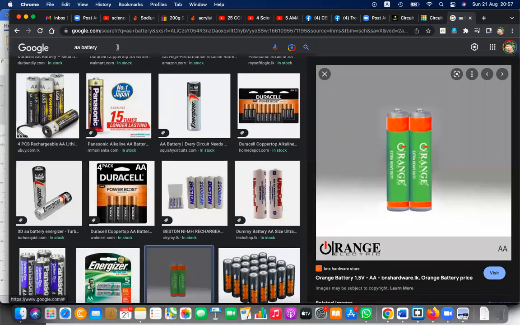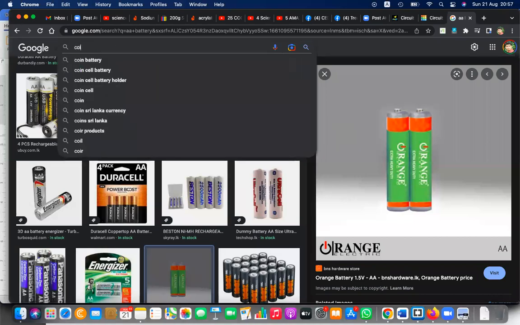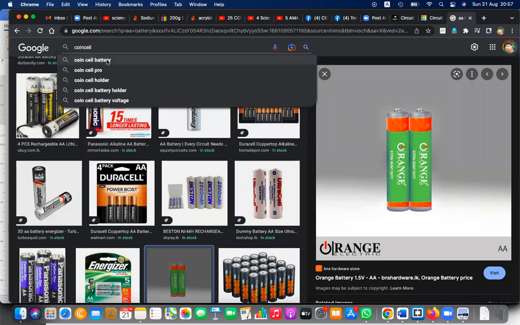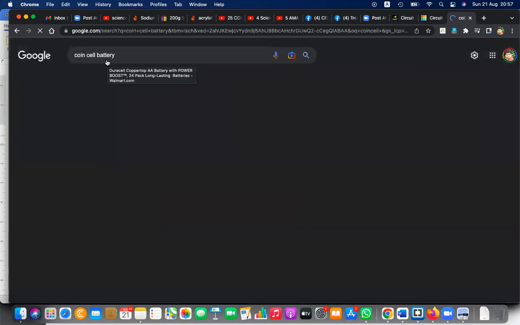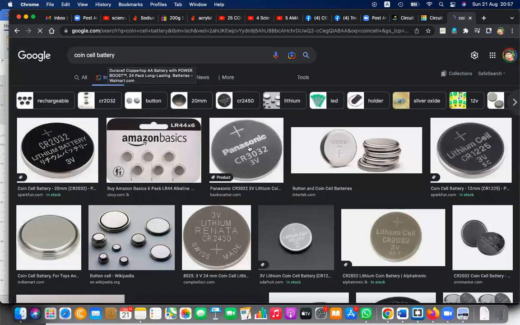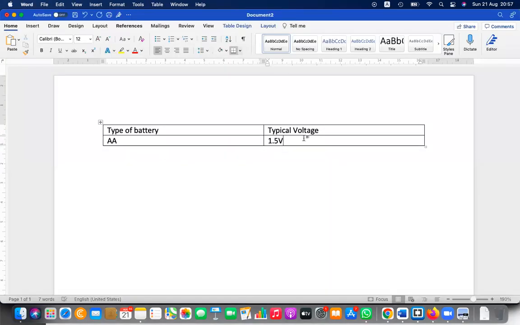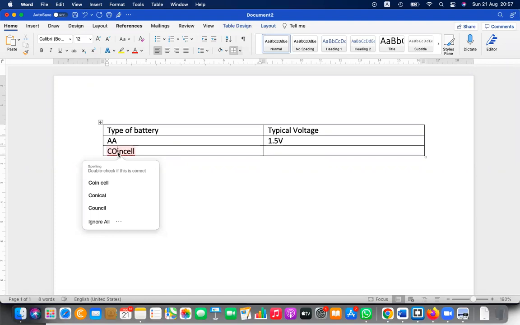There's another thing called coin cell battery. Here, this is a coin cell. The typical voltage of a coin cell is 3 volt. Did you find anything else? Coin cell battery, that is 3 volt.